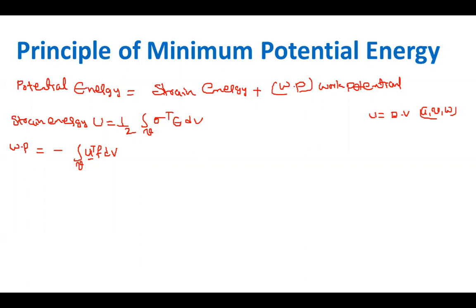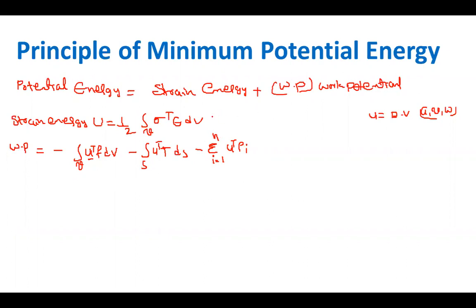Let us say this would be the U. The next parameter would be again the minus of the surface integral of U transpose into T, which is called the surface force, into ds. Then the last parameter would be the minus of the summation of i equal to 1 to n of U transpose into P of i. So this is the work potential.